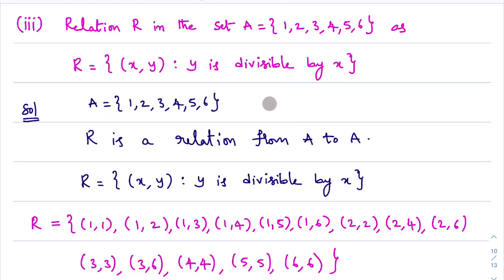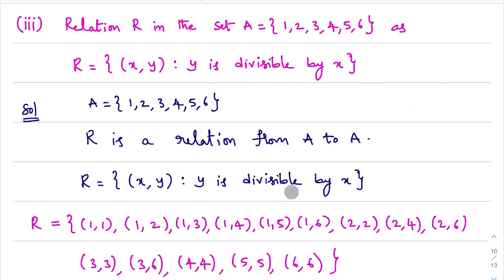First ordered pair (1, 1). Next (1, 2), (1, 3), (1, 4), (1, 5), (1, 6). Next (2, 1), (2, 2), (2, 3), (2, 4), (2, 5), (2, 6). Next (3, 1), (3, 2), (3, 3), (3, 4), (3, 5), (3, 6), like that, (4, 1), like that. Total 36 ordered pairs will come. No need to write all those things here.